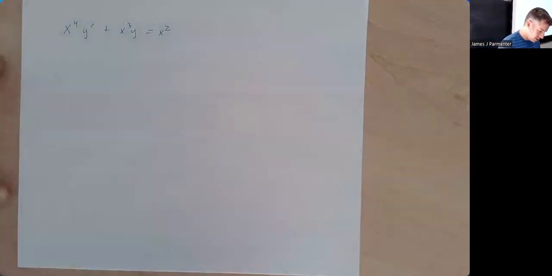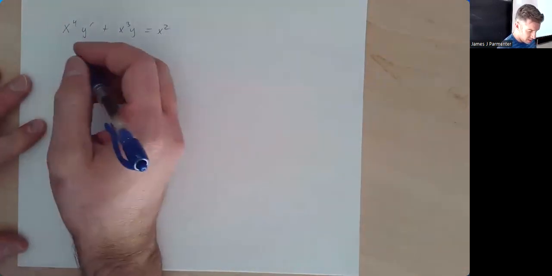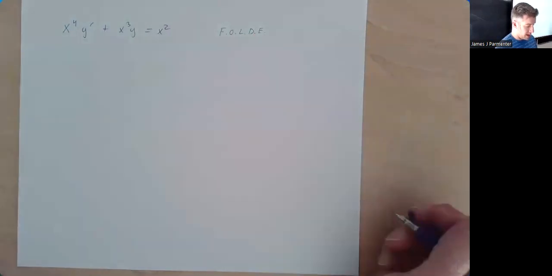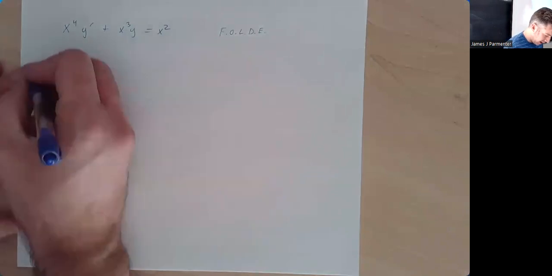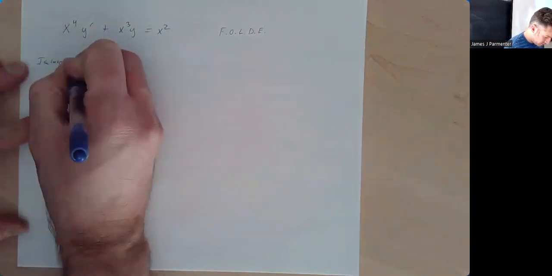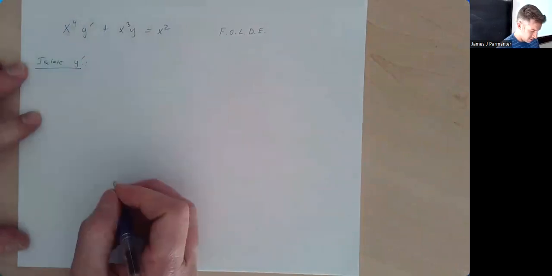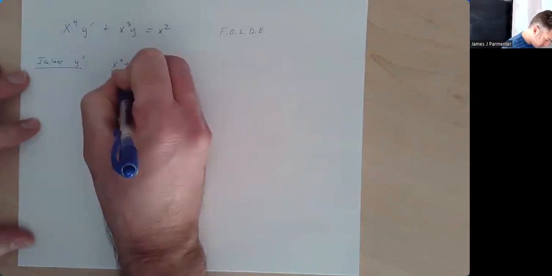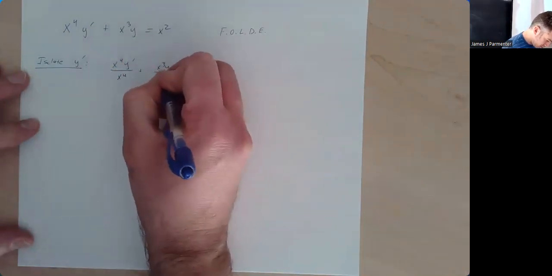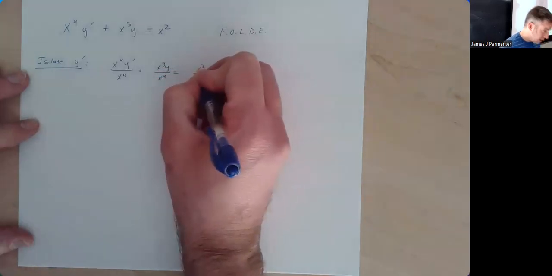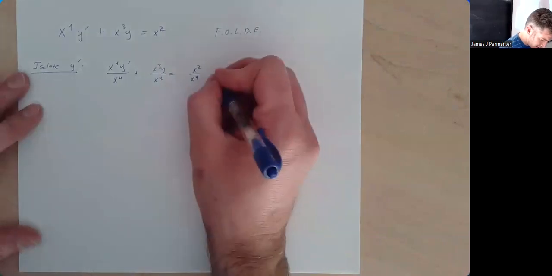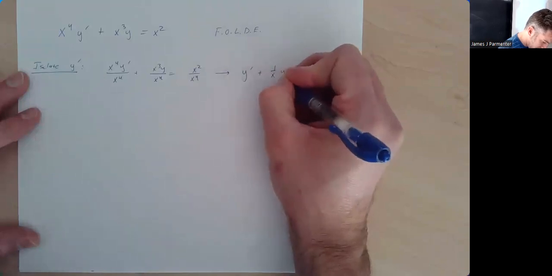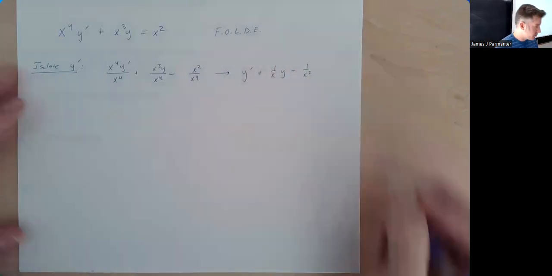It's okay. So first, we recognize it's first order linear, but it's not written the way we want to write it. So we have to isolate y prime. We divide everything by x to the 4th. You can show as little or as much work as you want here. I'm showing all the work. So I'm getting y prime plus 1 over x times y equal to 1 over x squared.